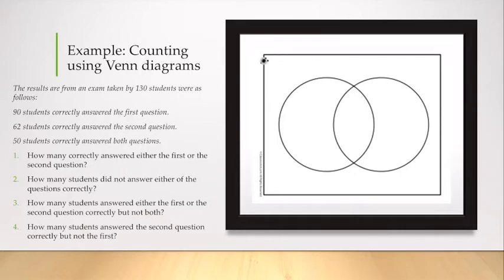Let's do another example. So the results are from an exam taken by 130 students. 90 students correctly answered the first question. 62 students correctly answered the second question, and 50 students correctly answered both questions. So that's what's in the intersection.